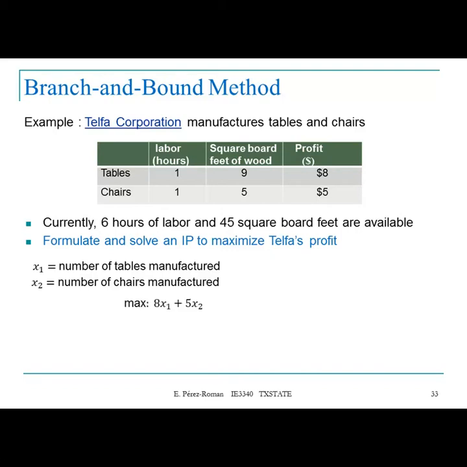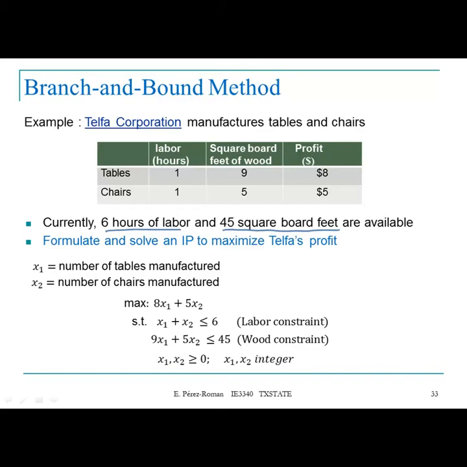The objective function is to maximize the profit. And we have some constraints. One for the labor. Labor hours are 6 hours. So we have 6 hours of labor, and we have 45 square board feet of materials. So that's our second constraint.